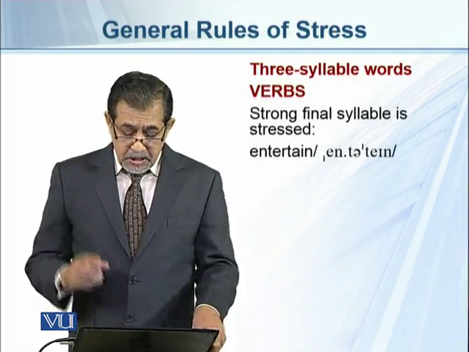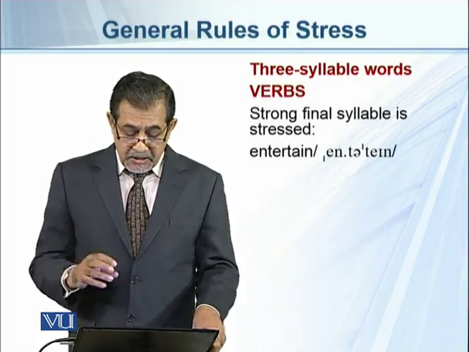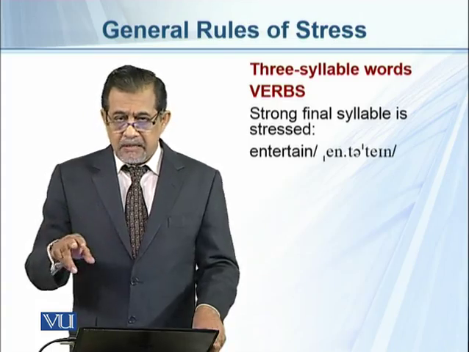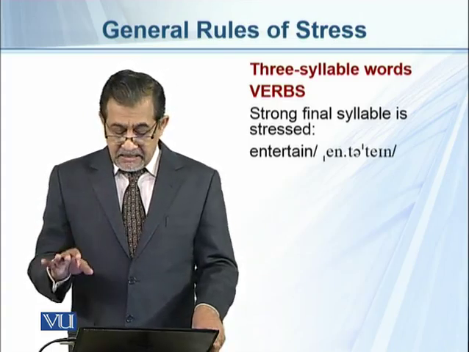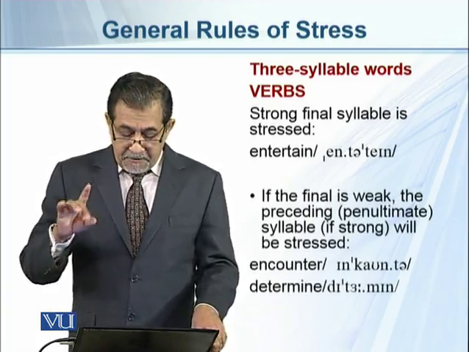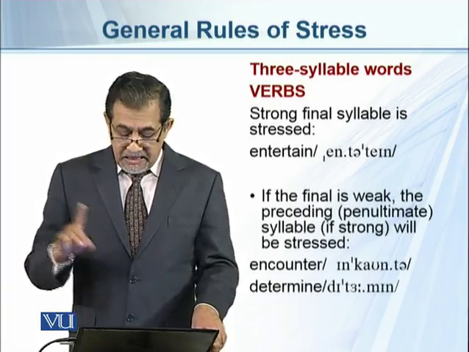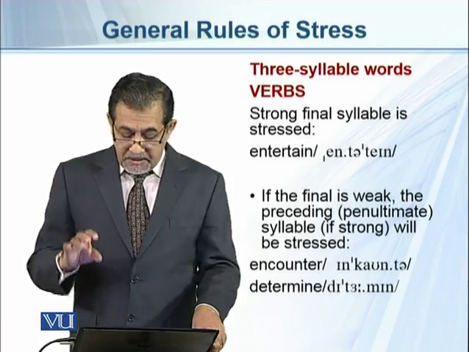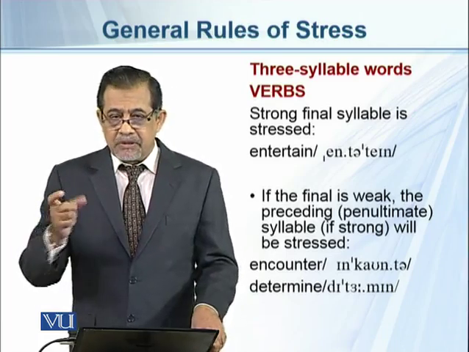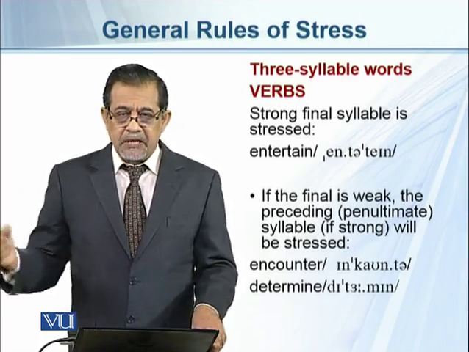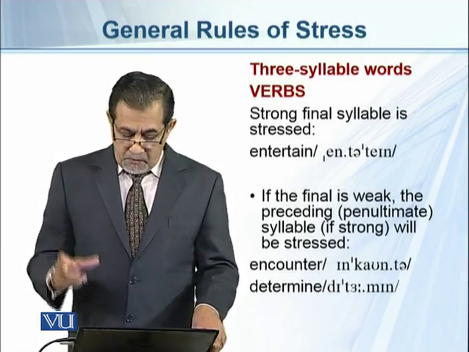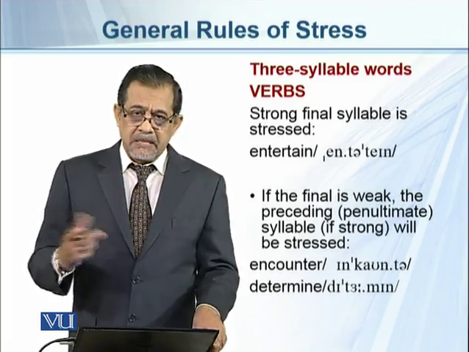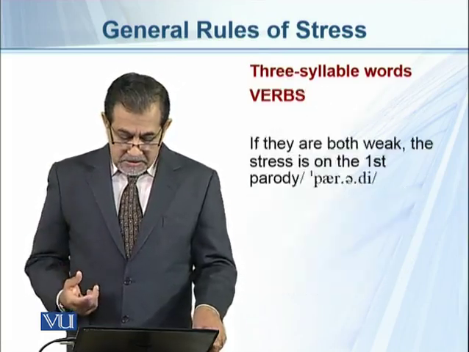Three-syllable words. A strong final syllable is stressed. For example, we have entertain. Tain is a strong syllable because it has a diphthong. If the final is weak, the preceding penultimate, second last syllable, if strong, will be stressed. For example, encounter. Count is stressed because the first and the last syllables are weak. Determine, right? The second syllable is stressed because it is stronger.